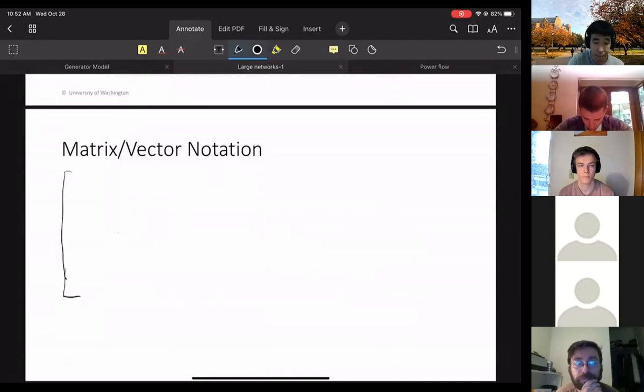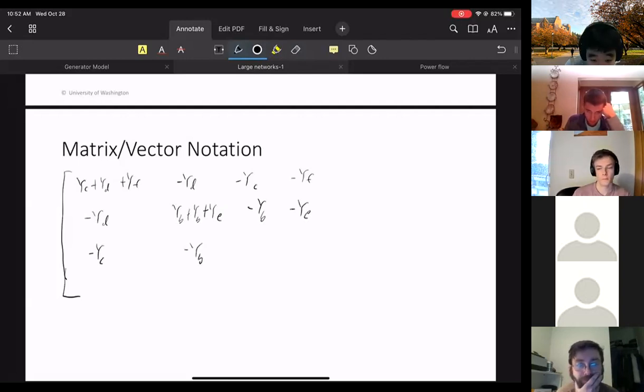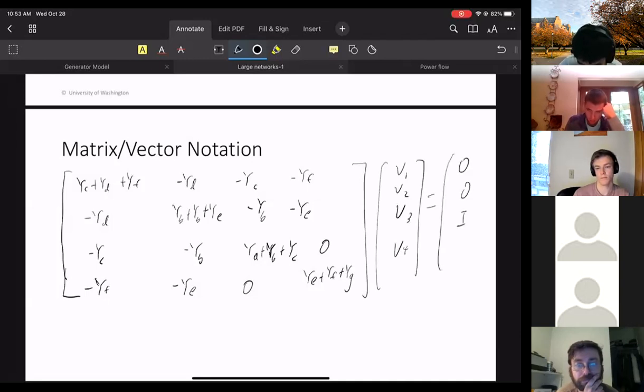If you expand this thing out in a matrix notation, what we get is YC plus YD plus YF, minus YD, minus YC, minus YF, minus YD, YB plus YD plus YF, YE, minus YB, minus YE. So you only have to do this once in this class, but for now, let's write them all out. YB plus YC, zero, minus YF, minus YE, zero, YE plus YF plus YG. Next thing, multiply by V1, V2, V3, V4, equals to zero, zero, I3, I4.